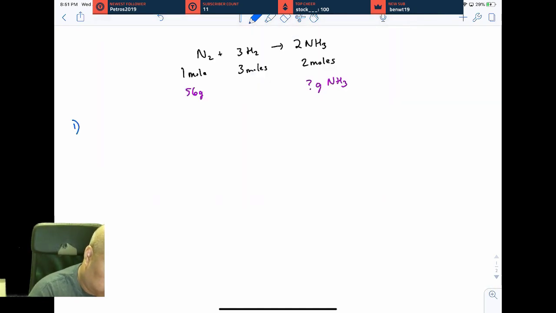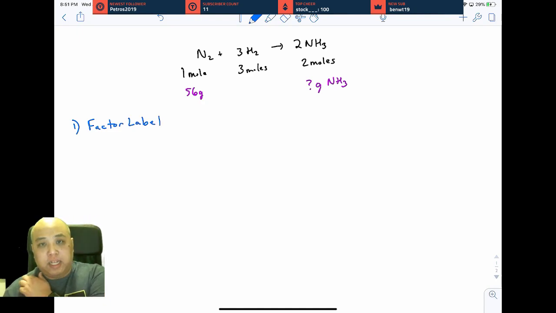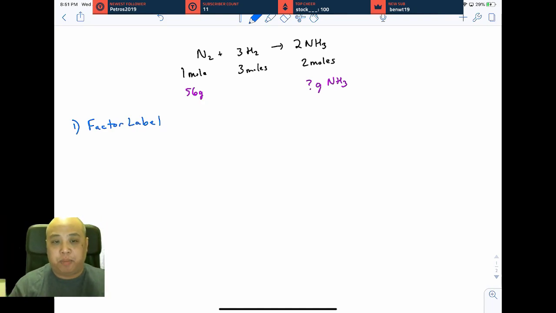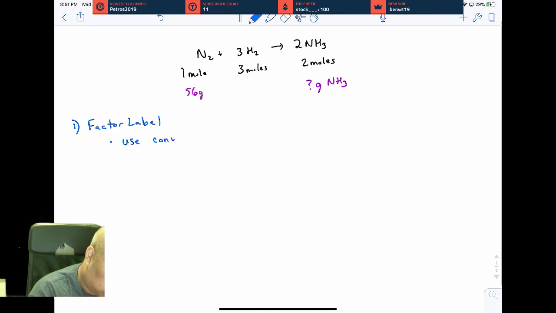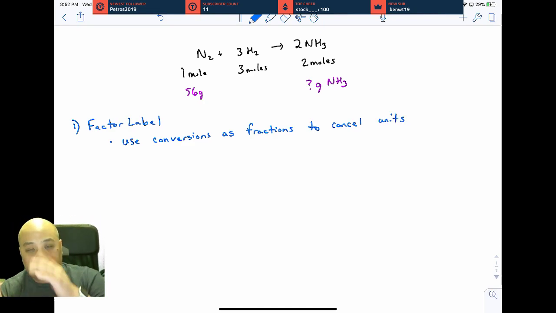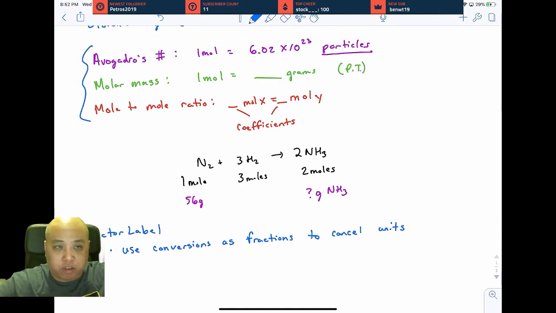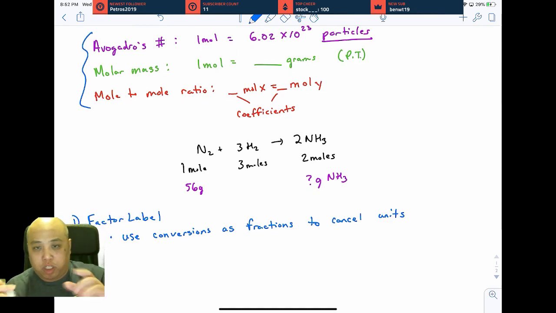One way to do it is called the factor label way. Sometimes you call it train tracks, sometimes you call it dimensional analysis, things like that. But the idea of this is to use conversions as fractions to cancel units. So what you're trying to do here is use these conversions up here, and more that we'll add on a little later, to convert from one unit to another.